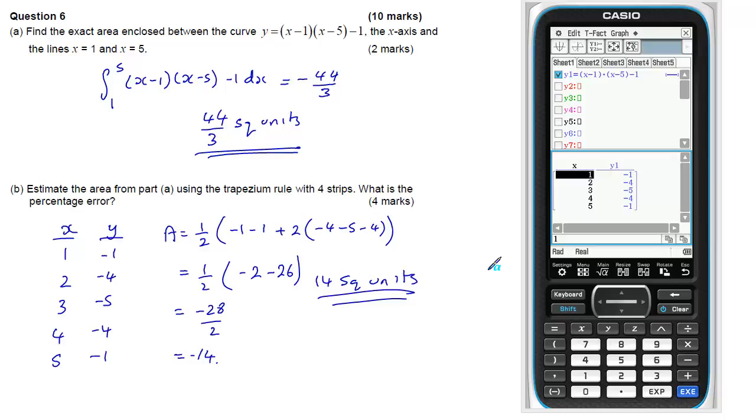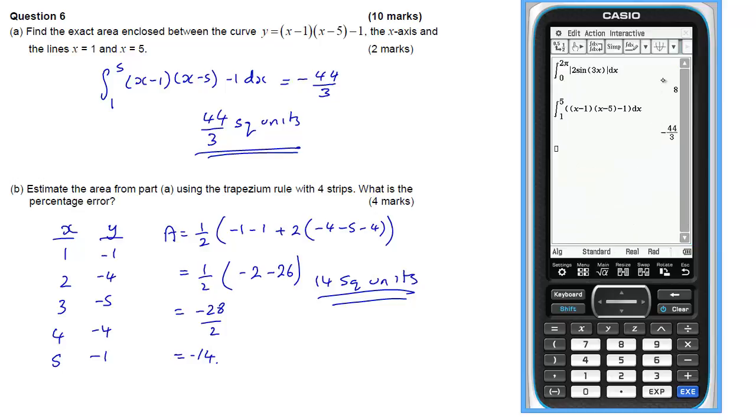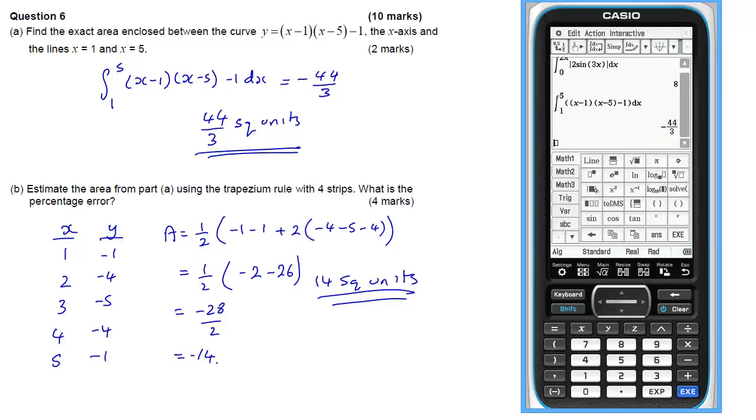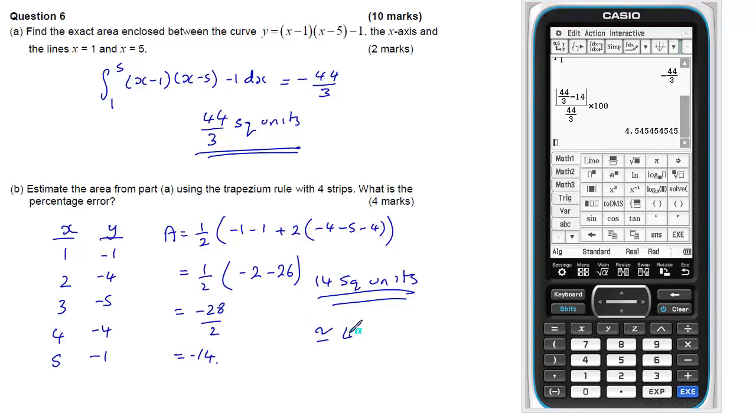And then we want the percentage error. So let's go back to main. Now we can use a modulus here, and we can do the 44 over 3 take away 14, so that will give me the actual error. Now what I want to do is divide that by the exact value, which we know was 44 over 3, and then to turn it into a percentage we'll just multiply by 100, and that's 50 over 11, which is 4.5% approximately.